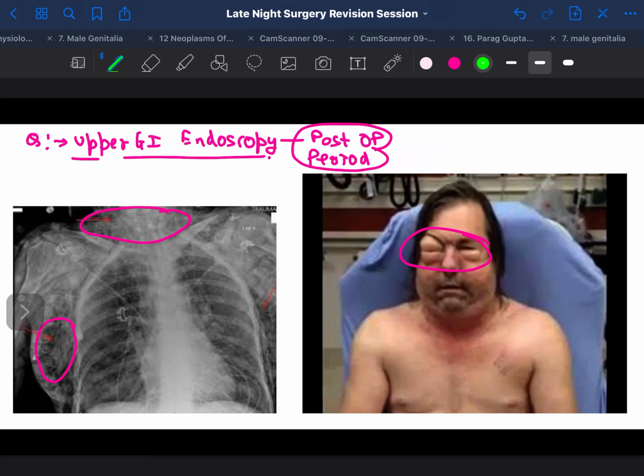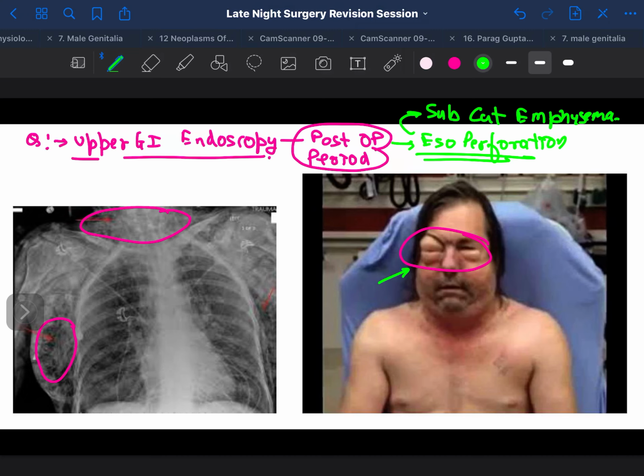I'll just spill the beans over here. This is a patient who, during this particular procedure, has suffered from an esophageal perforation. And this esophageal perforation has led to subcutaneous emphysema. Do you understand my point? So this is what is being demonstrated over here.